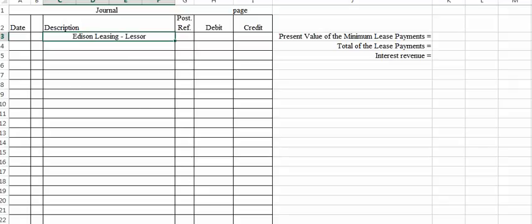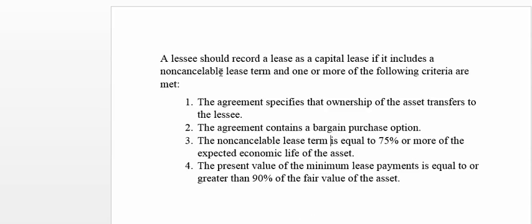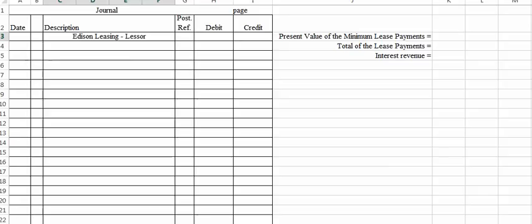Remember, our criteria, the lease term has to be non-cancelable, and then one of these has to be met. Well, the non-cancelable lease term here is 2 years, and the useful life of the asset is 2 years. So it meets the criteria. So it's definitely a capital lease, meaning the lessor, in an operating lease, the lessor would still have the property as an asset on their books. Not so here. The lessee, rather than the lessor, is carrying the asset on their books.